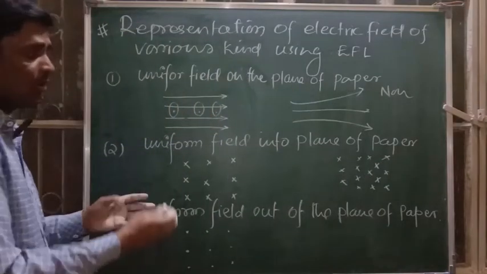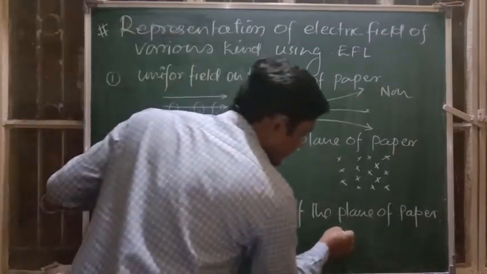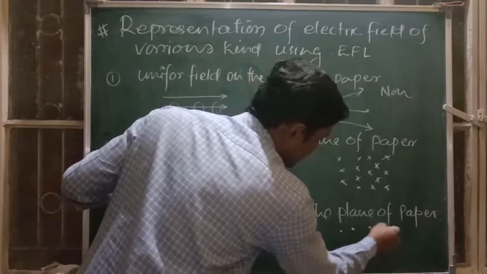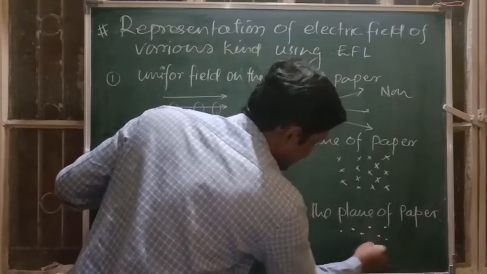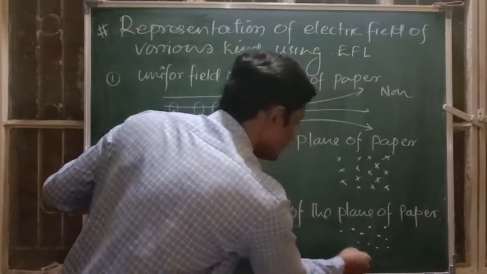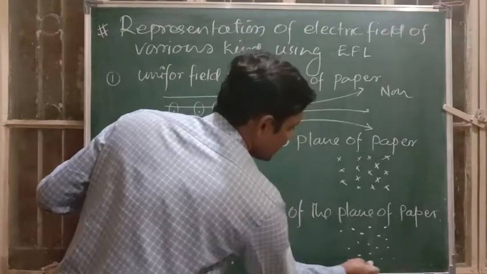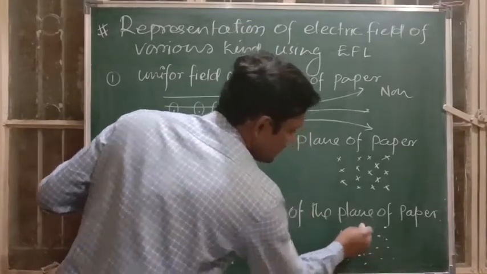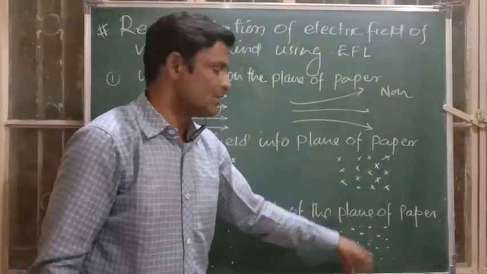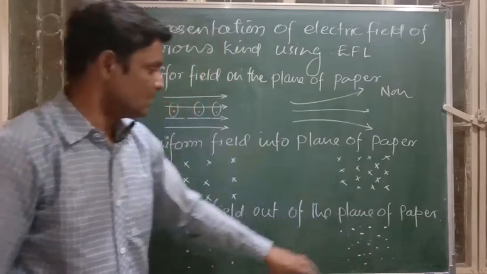Similarly, non-uniform out of the plane of paper, scattered dots. You can see these points are not equidistant, or these lines are not parallel to each other, therefore they are representing non-uniform fields.